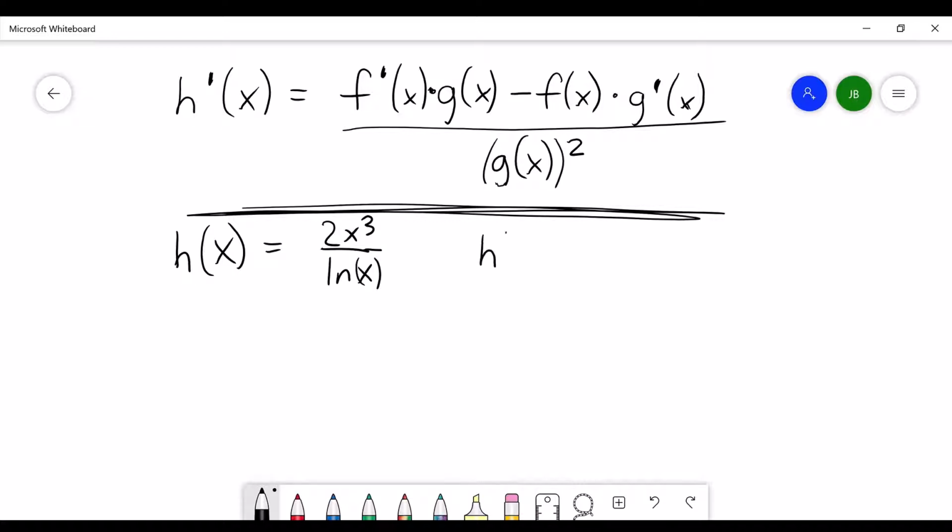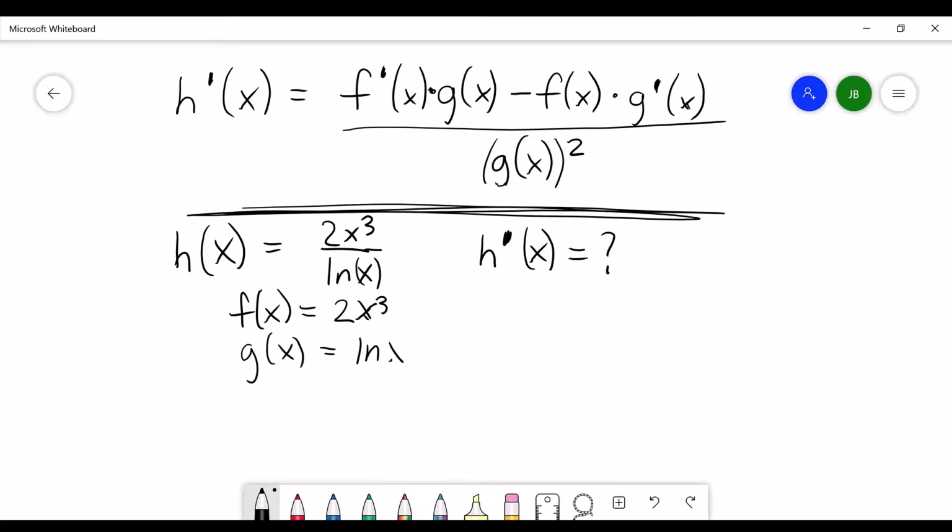Now, we want to know what h prime of x is, or the derivative of h of x. So, we need to split this up into f of x and g of x. It's really simple. The f of x has to be what's on top. So f of x equals 2x to the third power. g of x equals the natural log of x.